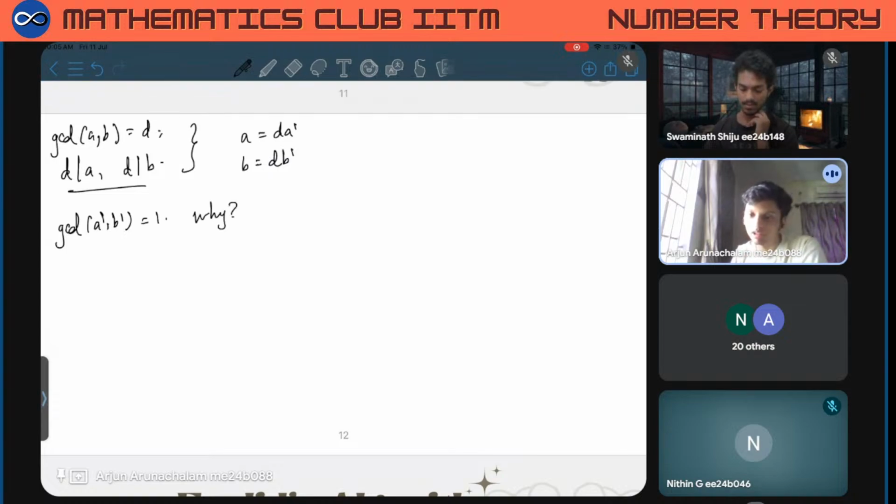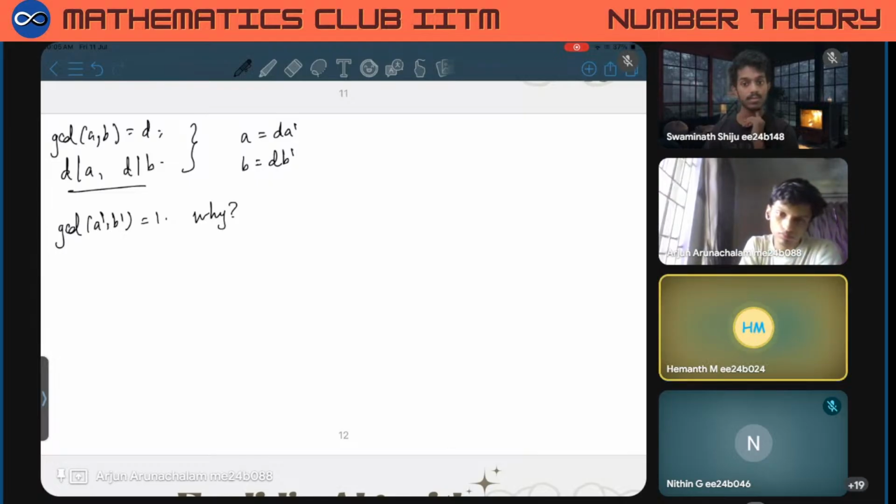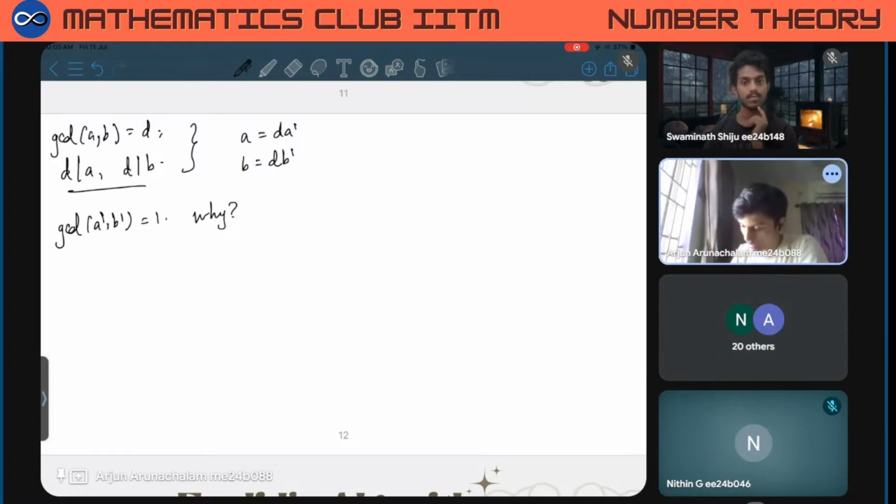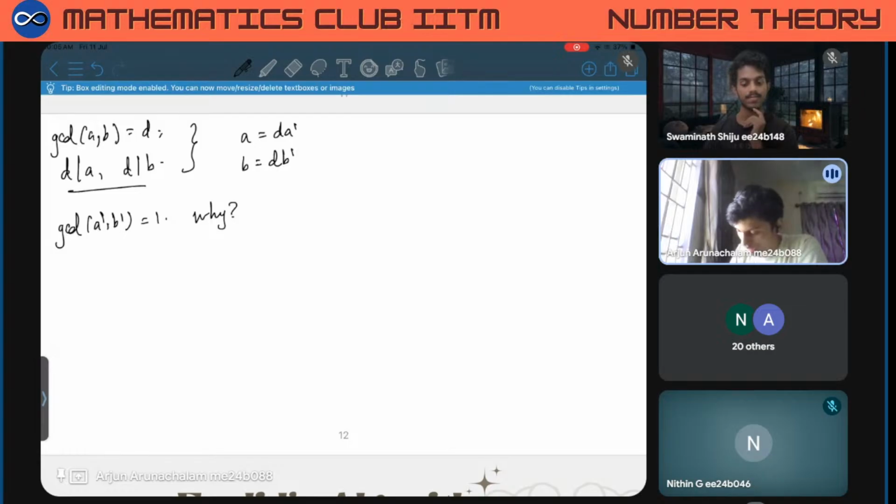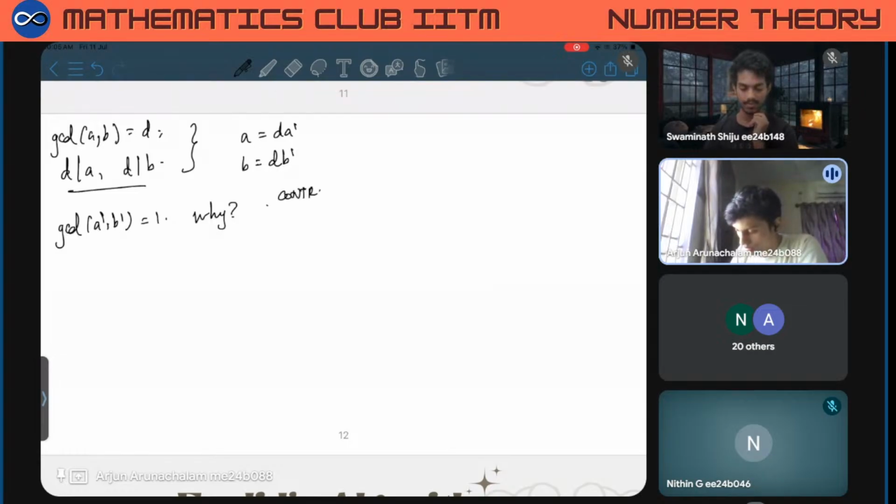Or does someone want it? If it is not one, then we can bring that common factor and make GCD of a comma b as d times that common factor. Yeah, so he's right. So basically, what he's saying is that we'll prove it by contradiction again, where you assume something to be true and you prove it is not. So your assumption itself is false.